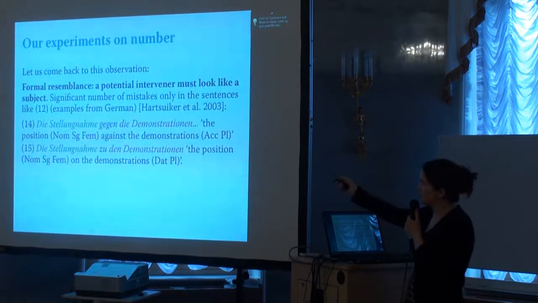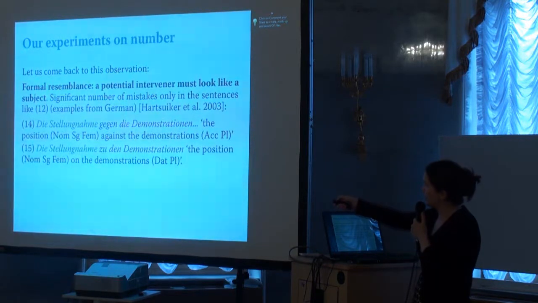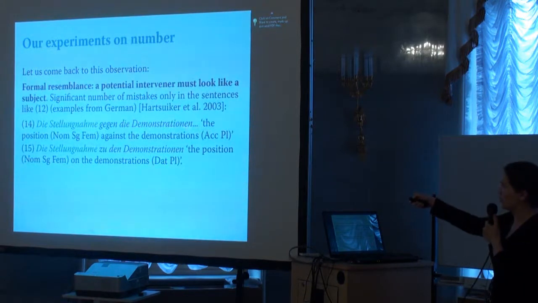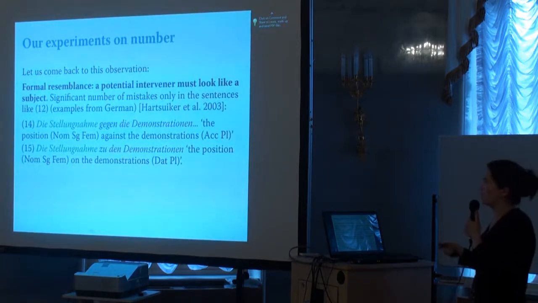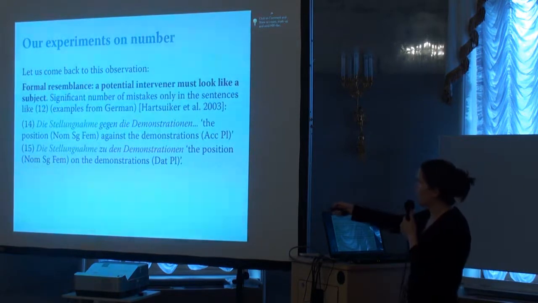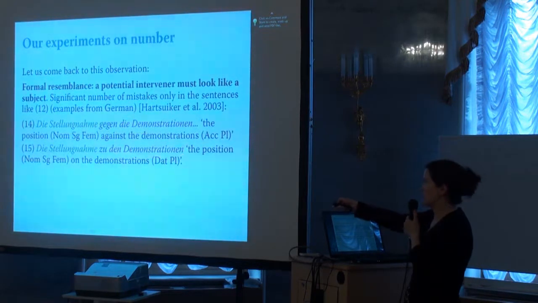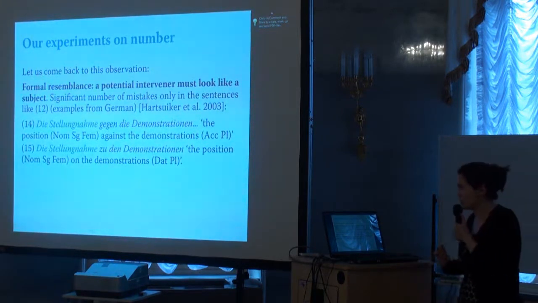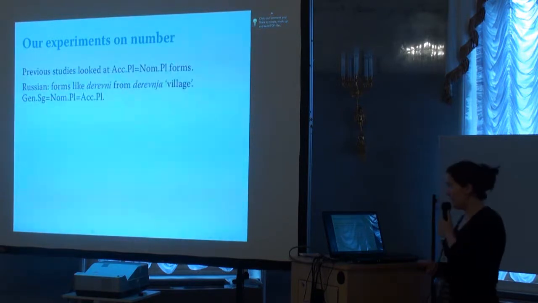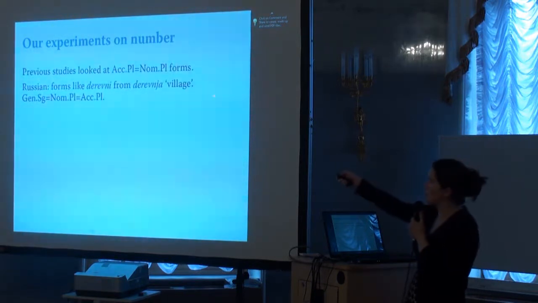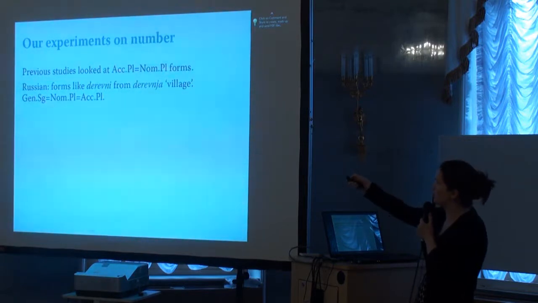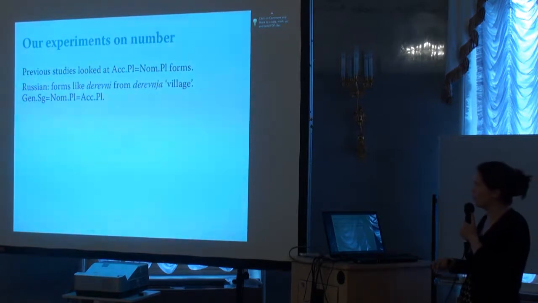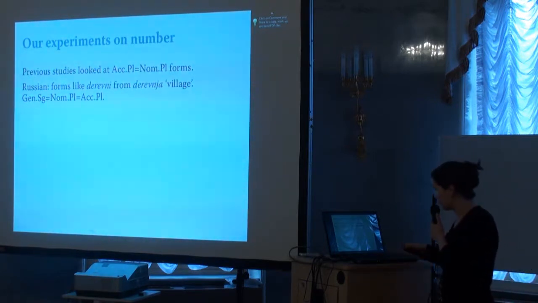So I showed you these two examples from German. You get a lot of mistakes here, where the form of the attractor, accusative plural, coincides with the nominative plural, and you get much fewer mistakes here, where the attractor is in dative plural, and this form does not coincide with the nominative plural. And as I mentioned, previous studies looked only at these accusative plural forms that coincide with the nominative plural, and at the forms that do not coincide with the nominative plural at all, like this dative plural.